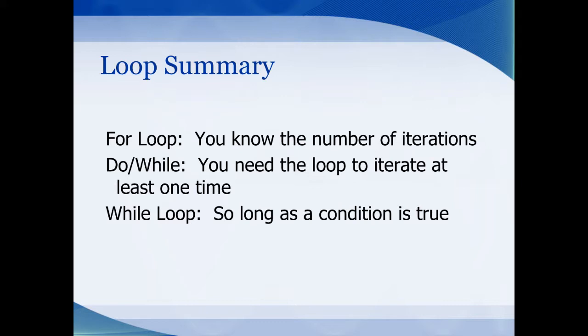So to sum up loops, we got a for loop, a do-while loop, and a while loop. You use a for loop when you know the number of times you need your code to iterate. Now you use a do-while loop if you need it to run at least one time, such as our little dice example. You can't test to see if you have snake eyes unless you've actually rolled the dice. Any other time, you'd use a while loop.